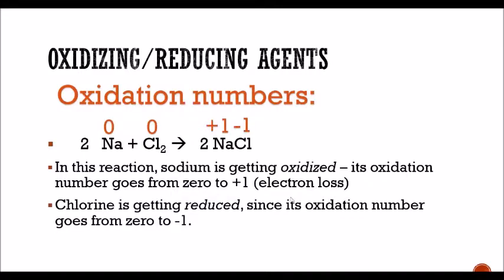Chlorine is getting reduced. Notice what's happening to chlorine's oxidation number: it's going from 0 to -1 on this side of the reaction. So chlorine has gained an electron. LEO the lion goes GER: losing electrons is oxidation, gaining electrons is reduction. So sodium is oxidized, chlorine is reduced.